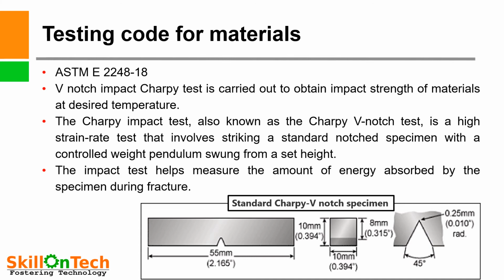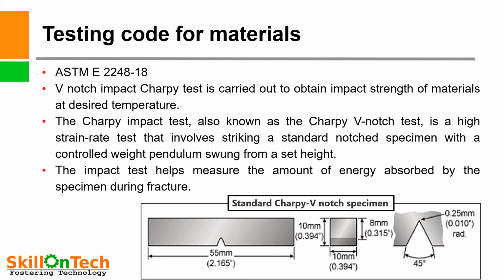E2248-18, the V-notch impact Charpy test, is carried out to obtain impact strength of materials at desired temperatures in metallurgical labs. The Charpy impact test, also known as the Charpy V-notch test, is a high strain rate test that involves striking a standard notched specimen with a controlled weight pendulum swung from a set height. The impact test helps measure the amount of energy absorbed by the specimen during fracture.